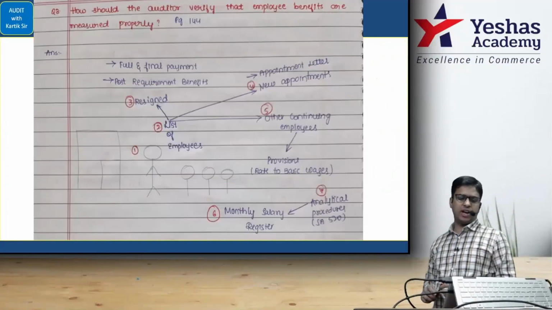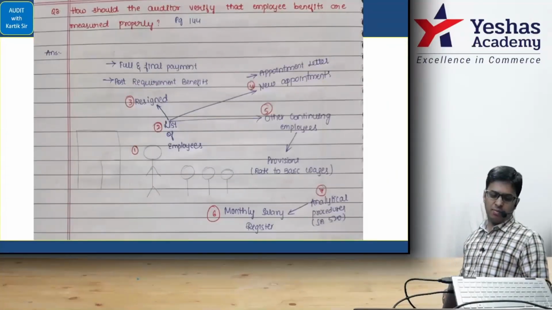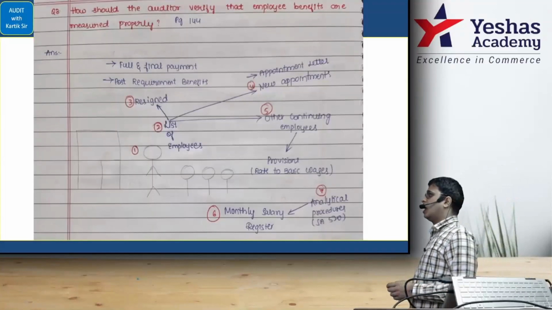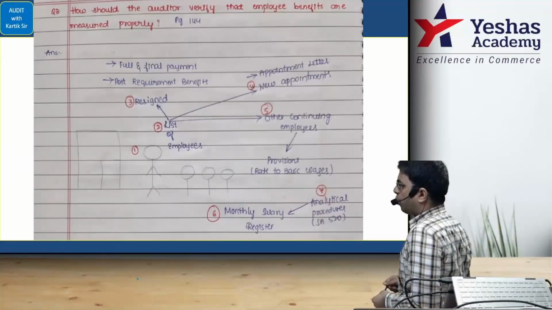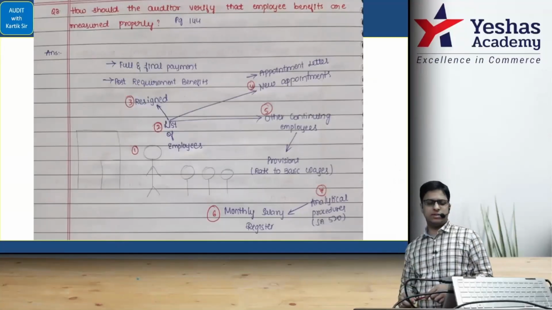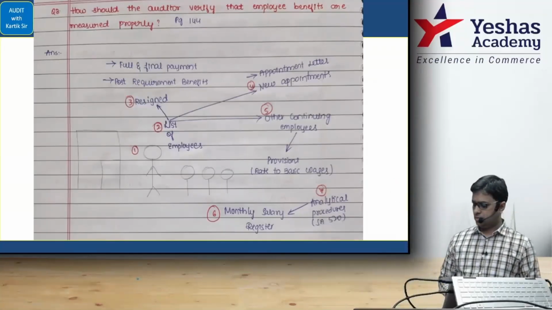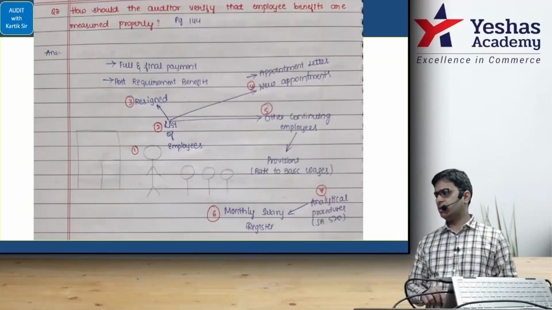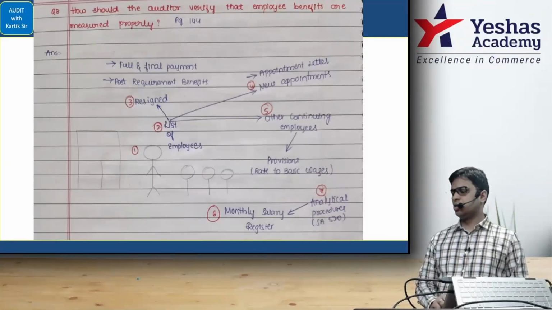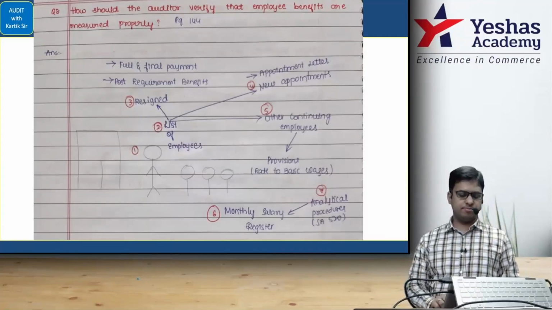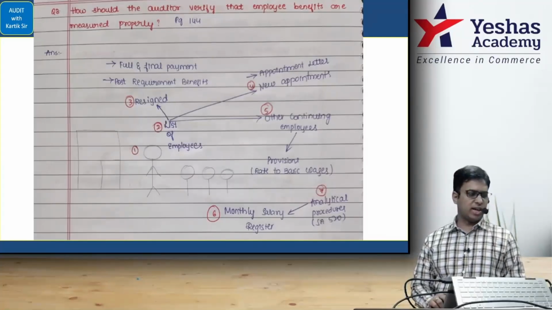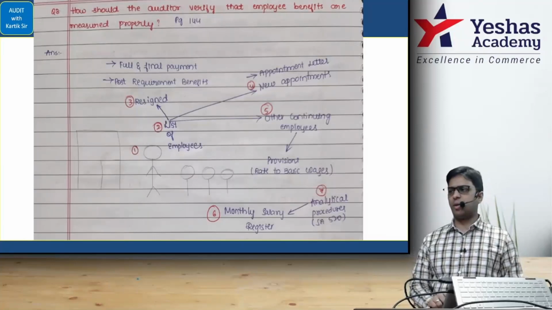How should the auditor verify that employee benefits are measured properly? Write that question, please. How should the auditor verify that employee benefits are measured properly?